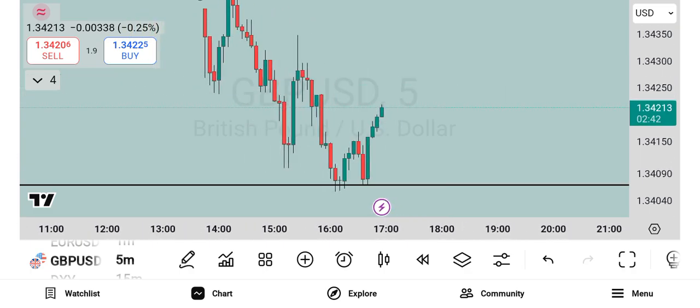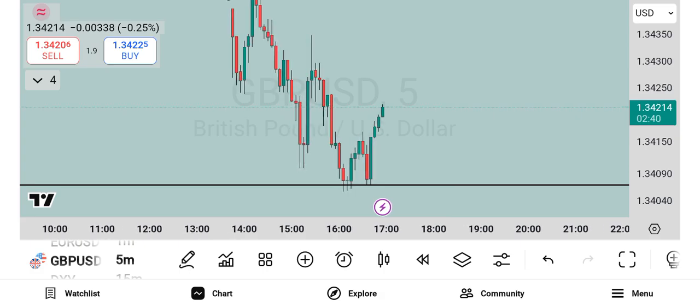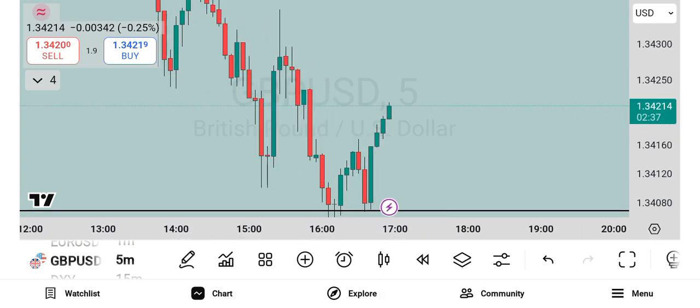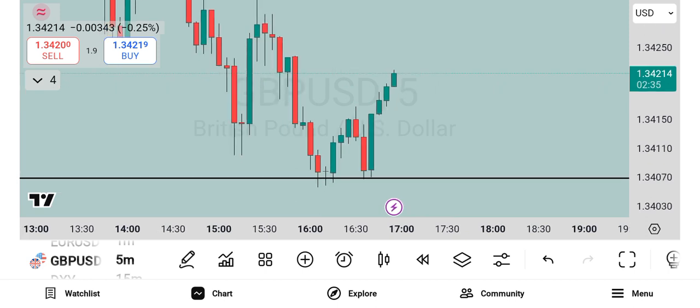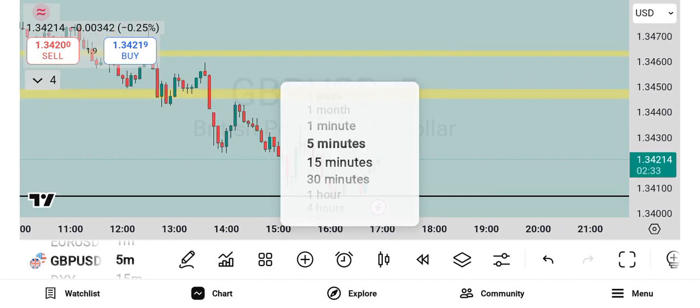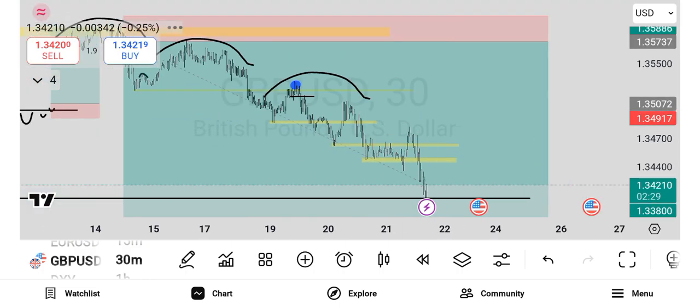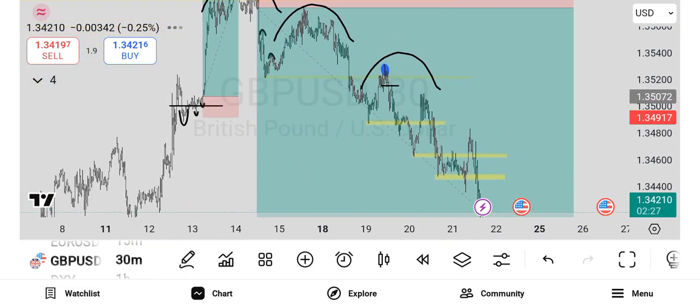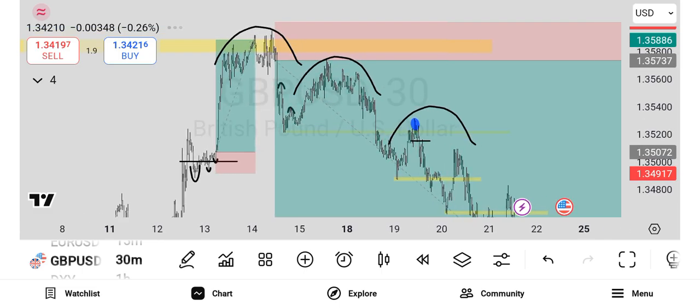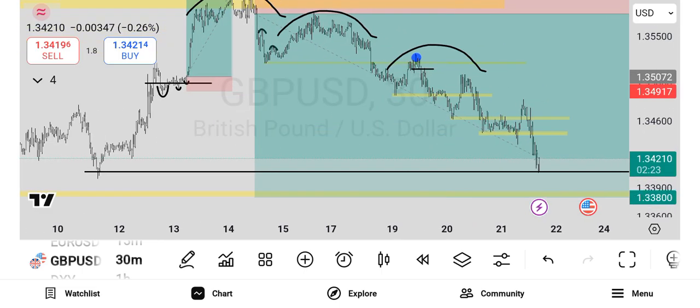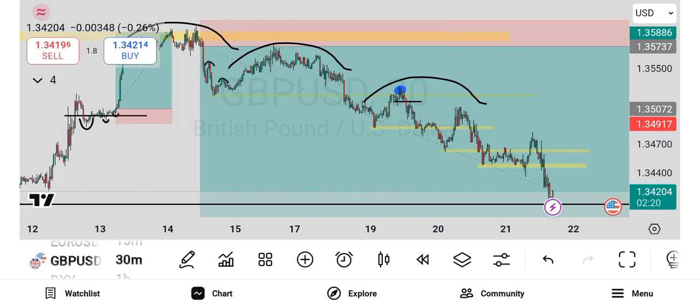I close my trades around here, dog. In all honesty, I'll close them around here because of what the market is doing right now in current price, guys. So I'm going to show you my entries real quick so you all can understand what I actually did.